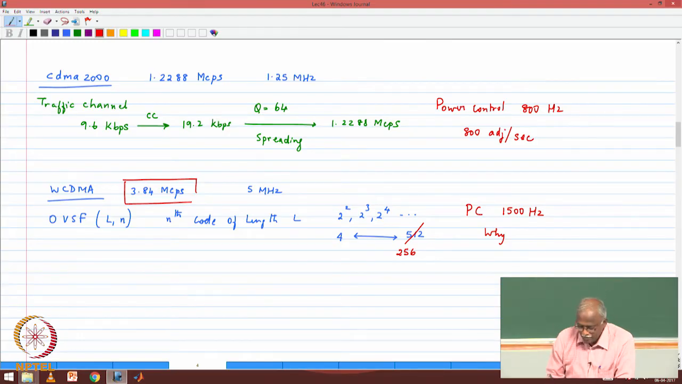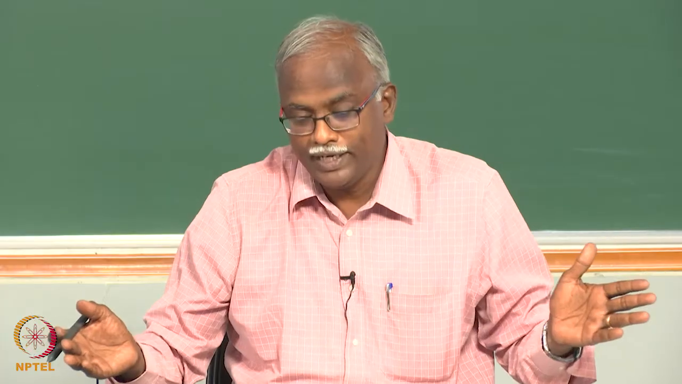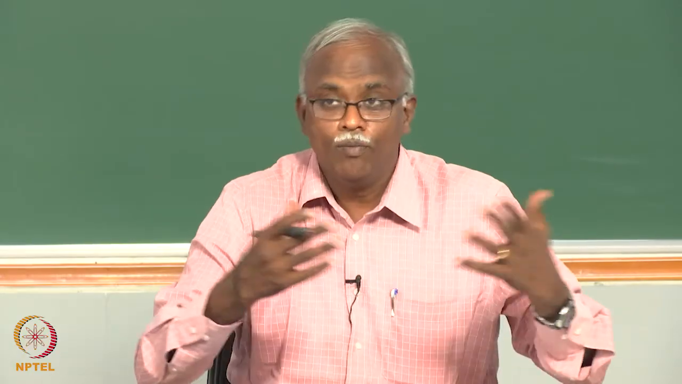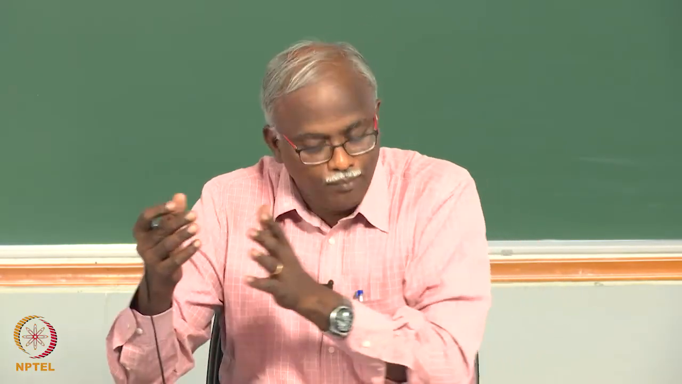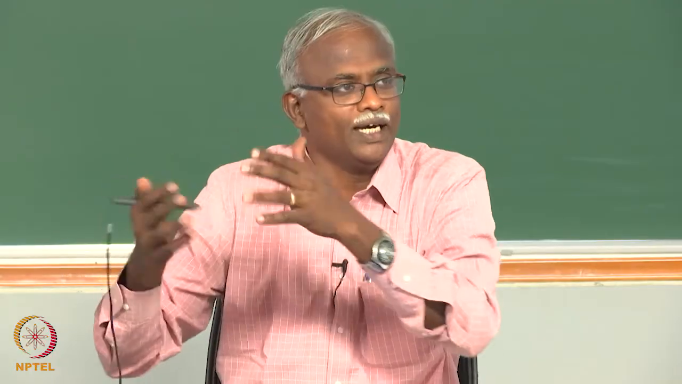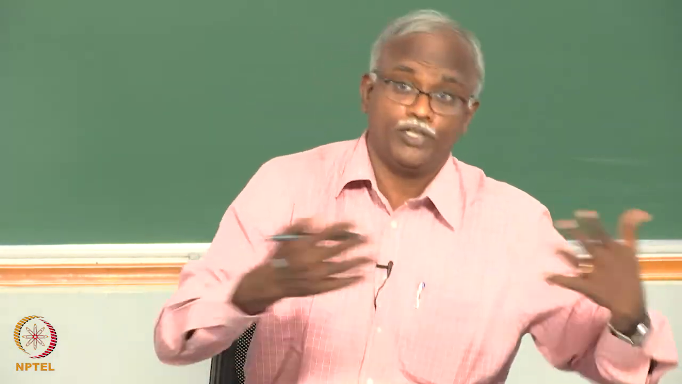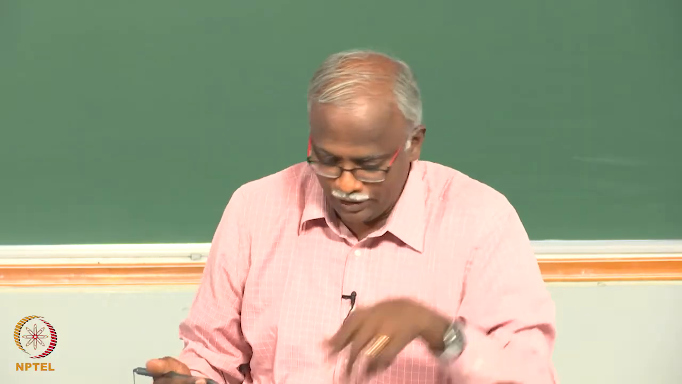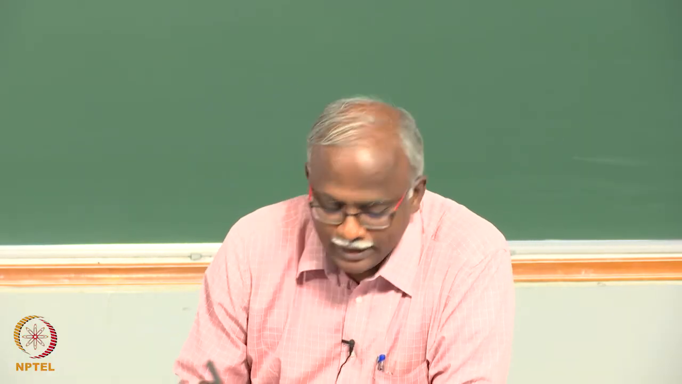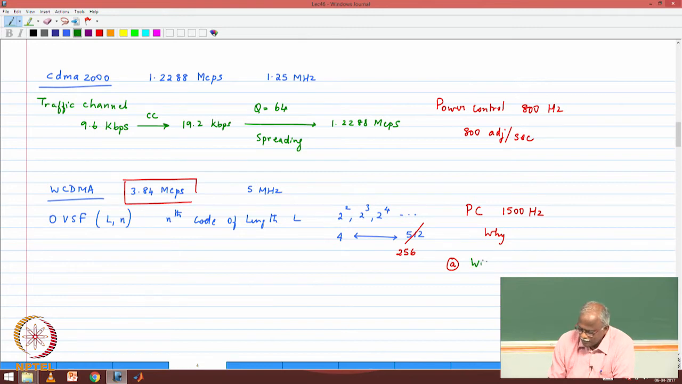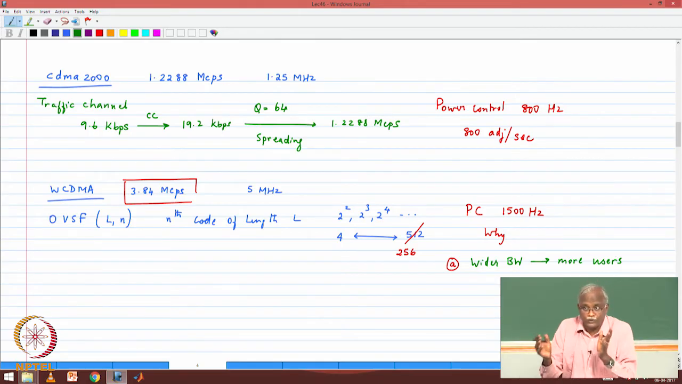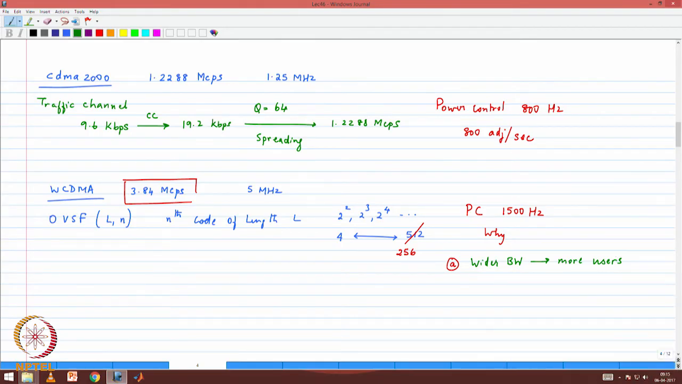More number of users. Okay, very good. First answer was more number of users because it's a 5 megahertz system. You have more codes available, more users are present, and if one of the users is using excess power, it will affect lots of users. So you don't want to take a chance, you want to control that. So the first one is the fact that it is wider bandwidth, which means more users, and if one of the users is using excess power, it is going to affect a lot more people. So you want to have a tighter control. Okay. One more reason.